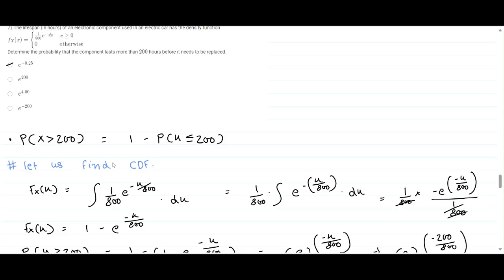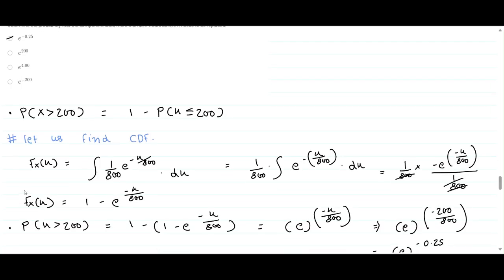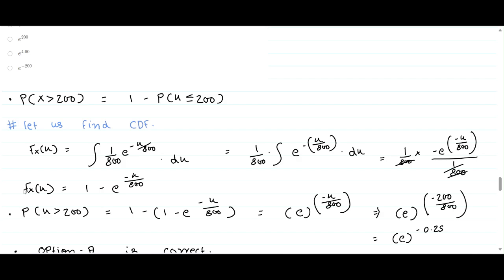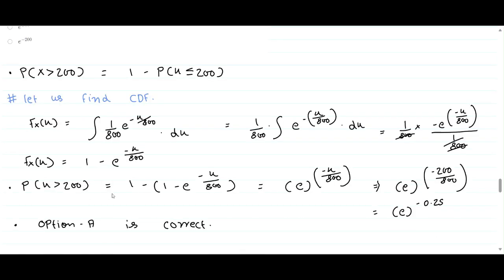Again, from the given PDF we need to find the CDF using the integration method. The CDF that we obtain after the integration is 1 minus e to the power minus x by 800. Now the probability of x greater than 200 is equal to 1 minus (1 minus e to the power minus x by 800), which will be equal to e to the power minus x by 800.